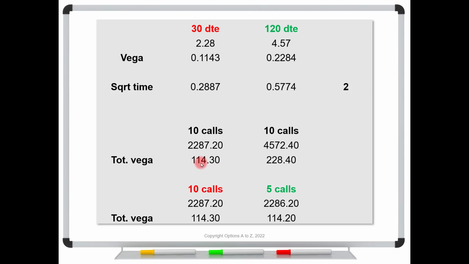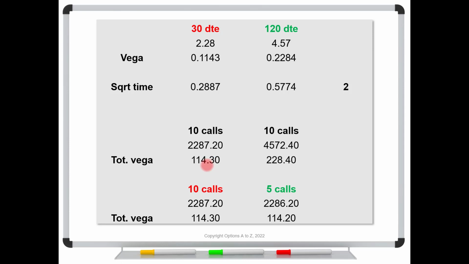It means if volatility ticks up 1 tick, let's say from 20 to 21, or from 37 to 38, whatever the current volatility is, it just notches up by 1. This position is going to pick up $114. It's a pretty big chunk of that number. What if volatility falls 1 tick? This position's going to lose $114.